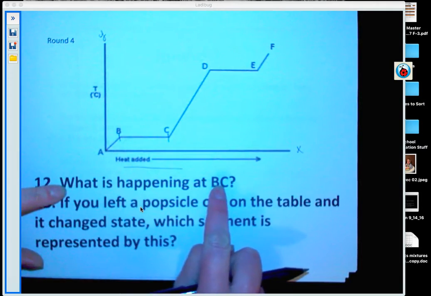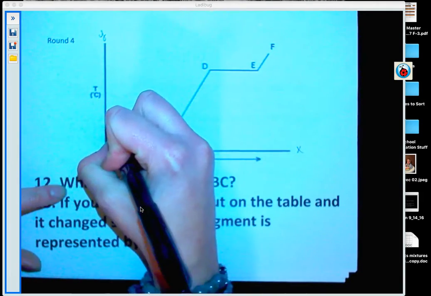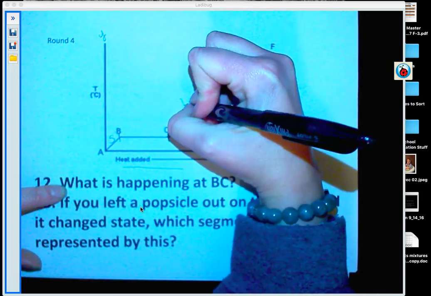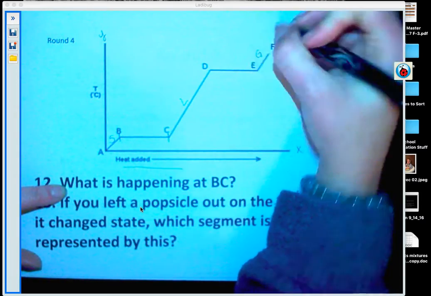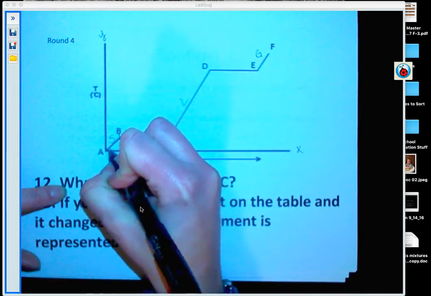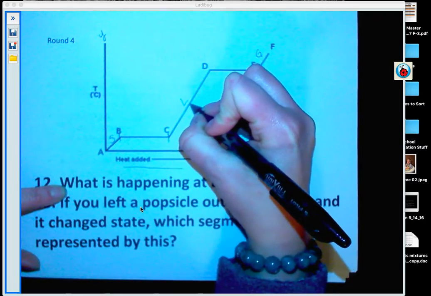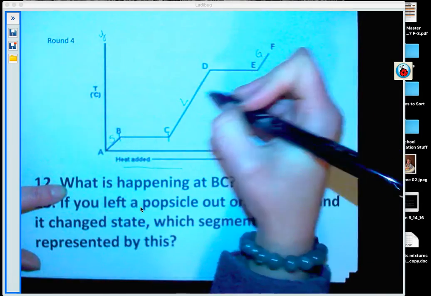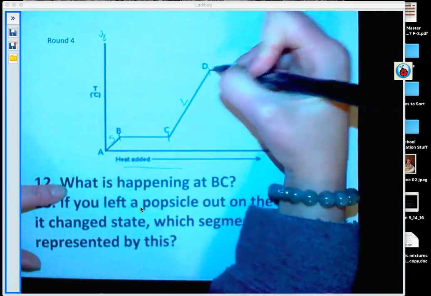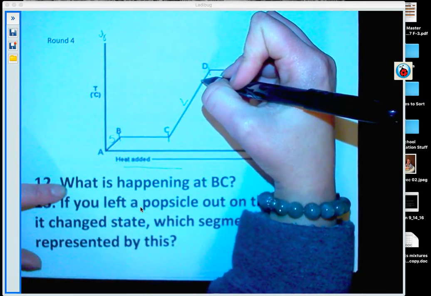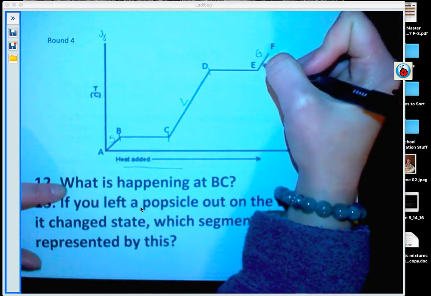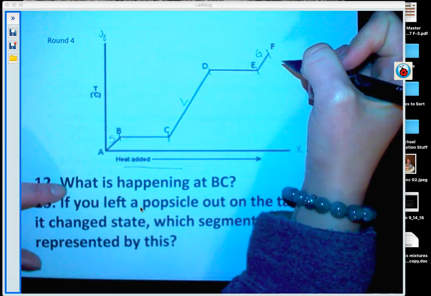So what's happening between B and C? It's not asking you here, this is solid, this is liquid, and this is gas. During these times where the line is diagonal and it's increasing, that's letting you know that from C to D, whatever this is in the liquid phase. And when you get over here, whatever this is in the gas phase.